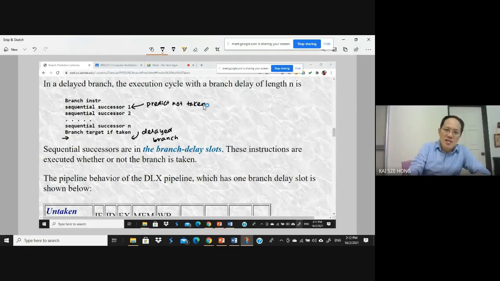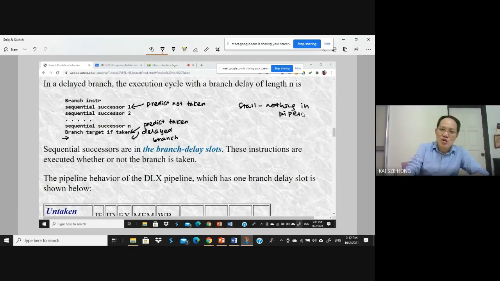Okay, predict taken. Predict taken means you will execute this one. The last one will be store, right? Store means it will not take anything, nothing. Okay, nothing in the pipeline. So these are the differences.